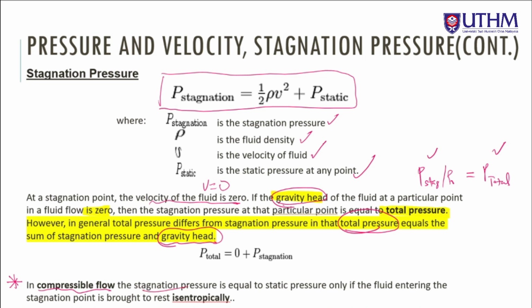The stagnation pressure is actually equal to the static pressure only if the fluid entering the stagnation point is brought to rest isentropically. So this part is a bit different, if let's say the flow is considered compressible.